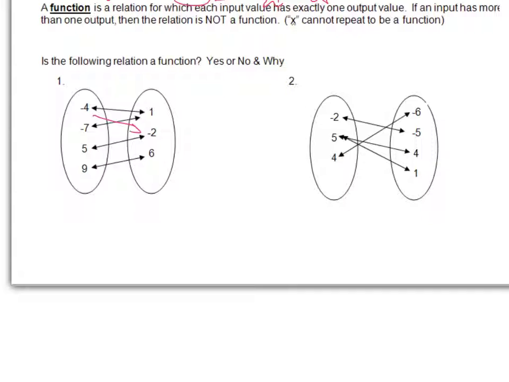-4 is only going to 1, and 7 is only going to 1. So yes, this is a function. And the reason why is because each x only has one y. Now when we look at example 2, you can see that 5 is paired up with 4, but 5 is also paired up with 1. This is not a function. This would be like taking purple ribbon into Minnie Mouse's Bowmaker and getting out a bow that is purple and red. Can't happen.